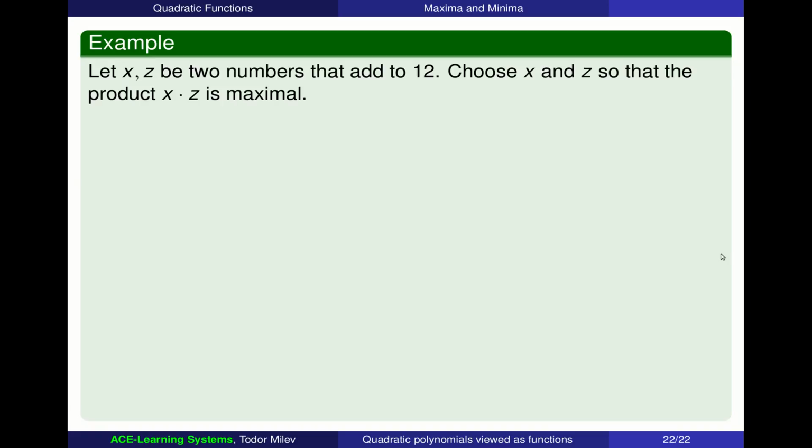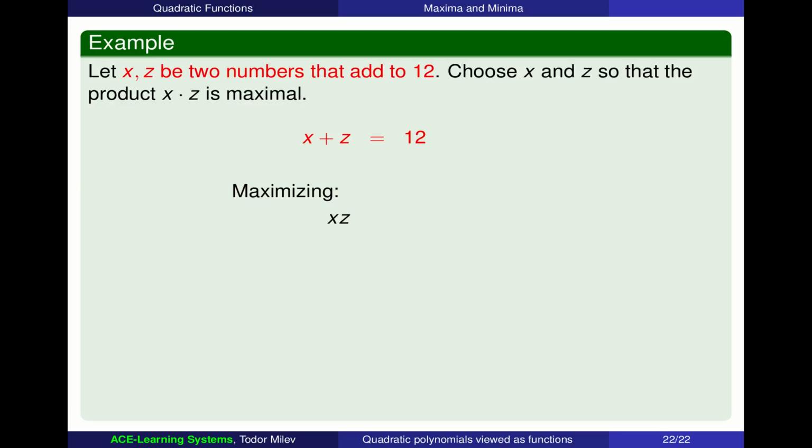Okay, so we read our problem. Now let's try to formulate the various statements of the problem into formulas. First of all, what are we trying to do? We're trying to maximize the quantity x times z. So we're trying to make this as large as possible, x times z. What are we given? We are given that the sum of x and z is 12. So x plus z equals 12.